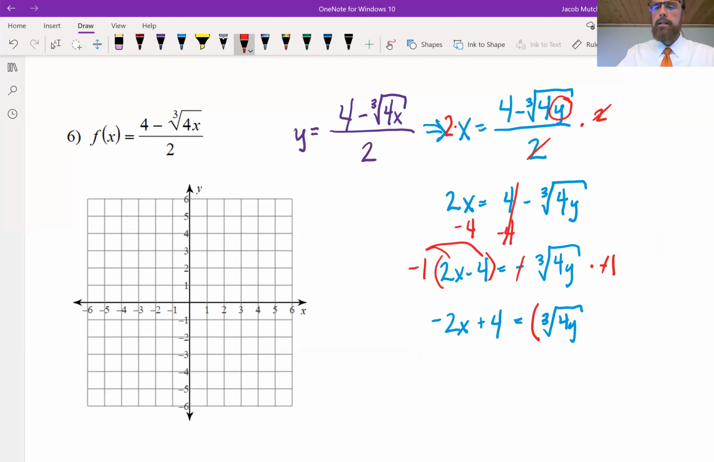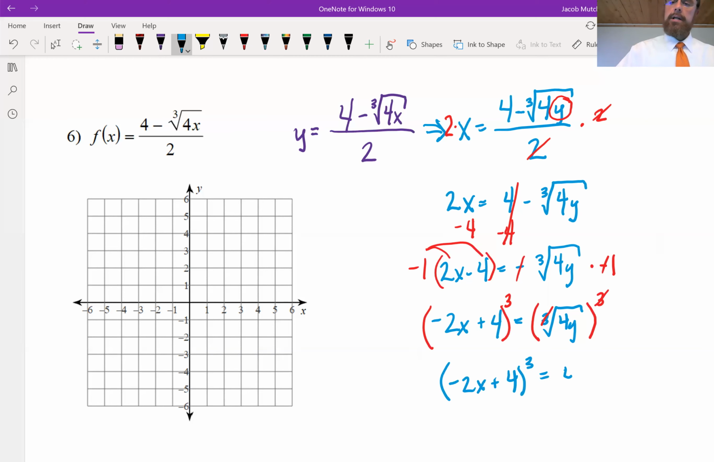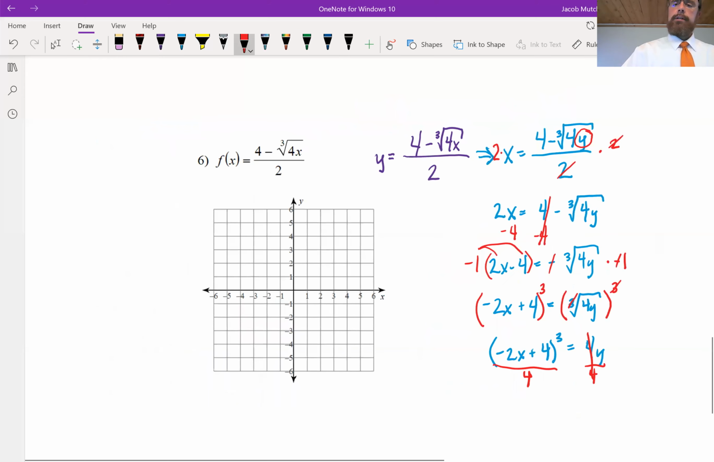Not much to reconcile now on the right side. Let's deal with that cube root. I want to cancel it, so I'm going to raise it to the power of 3. The cube cancels the cube root, and on the left, that cube goes around the whole term, negative 2x plus 4. I need to put parentheses there. The only piece left to move is this coefficient of 4. So what's left on the right side is 4y. To cancel the 4, I'm going to divide by 4. And that gives me my inverse in graphable form.